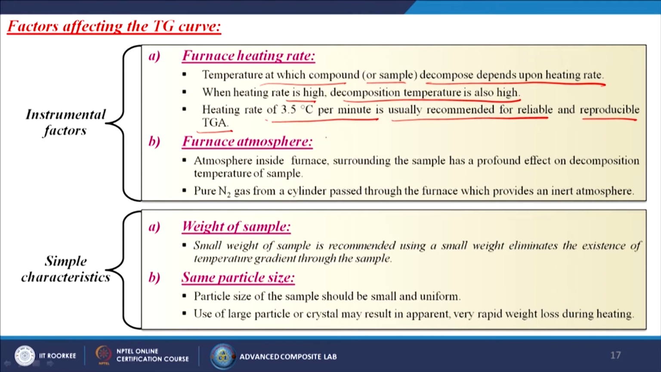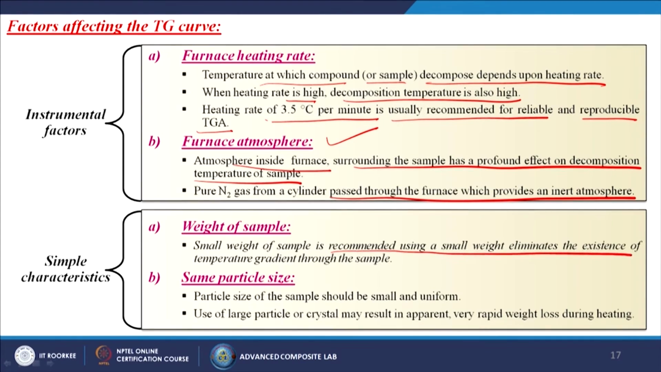The second is the furnace atmosphere. The atmosphere inside the furnace surrounding the sample has a profound effect on the decomposition temperature of the sample. Pure nitrogen gas from a cylinder is passed through the furnace, which provides an inert atmosphere. Next, sample characteristics, generally the weight of the sample: a small weight is recommended. Using a small weight eliminates the existence of a temperature gradient through the sample. Then particle size: it should be small and uniform. Use of large particles or crystals may result in apparent very rapid weight loss during heating.